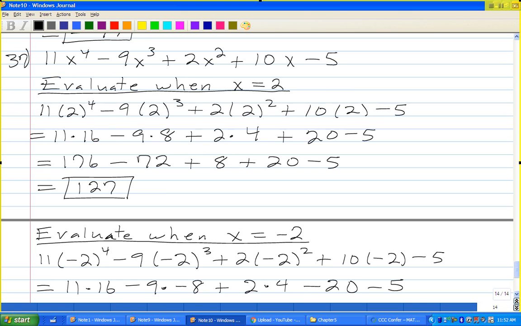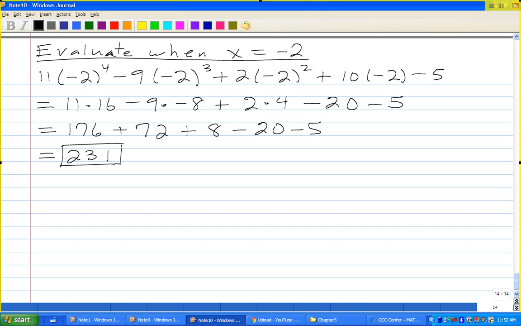Let's do problem number 39. 4x cubed, 7x squared, minus 5x, and 3x squared, plus 7.